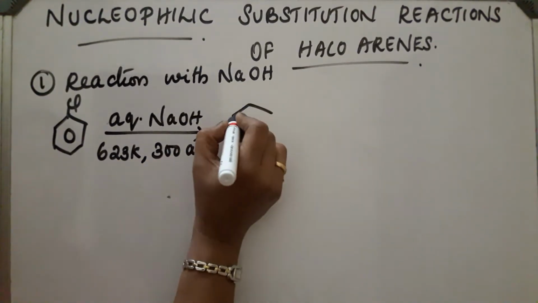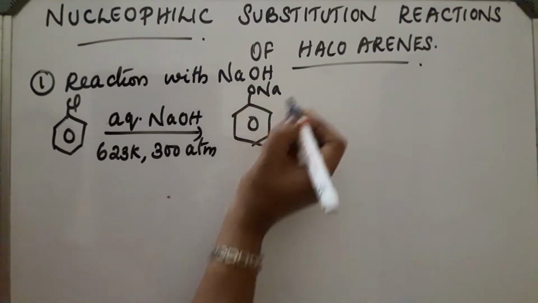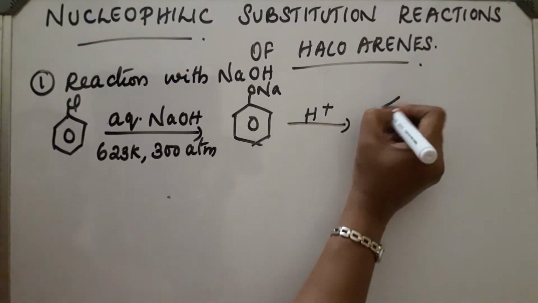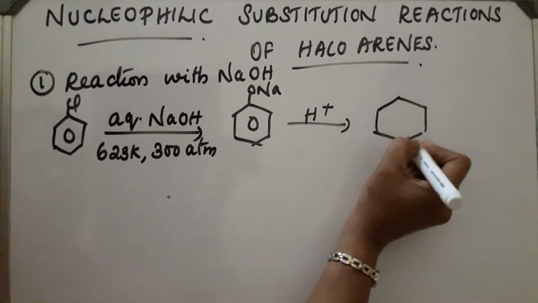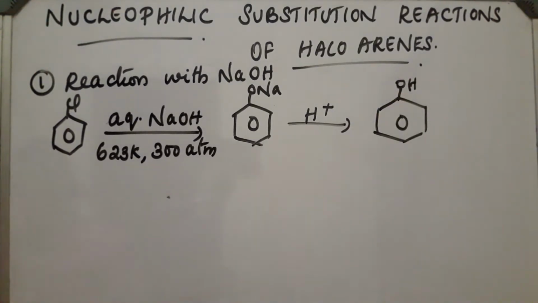First, it gets converted into sodium phenoxide, ONa. Then next, acidification takes place and it gets converted into phenol. This is the first reaction with NaOH.